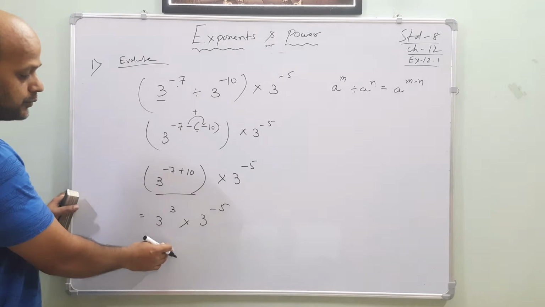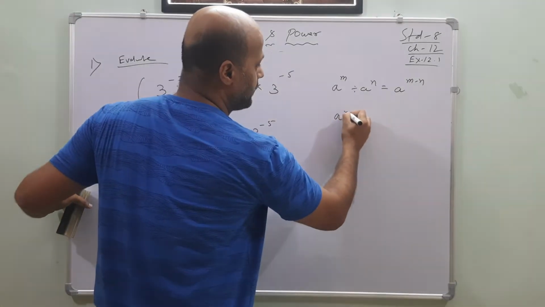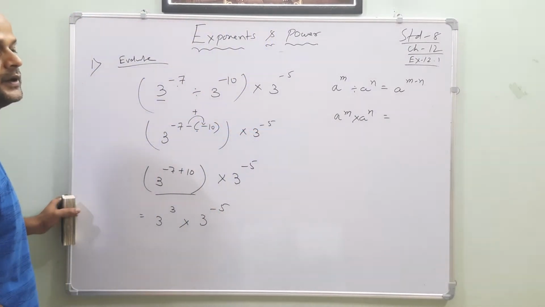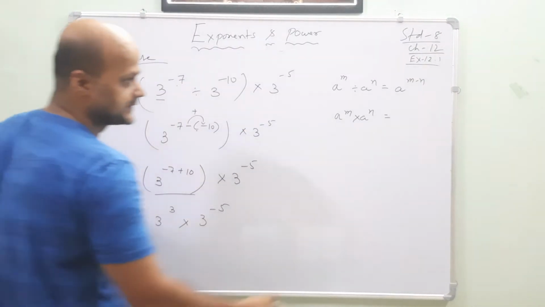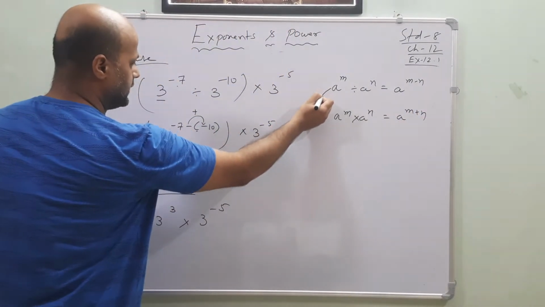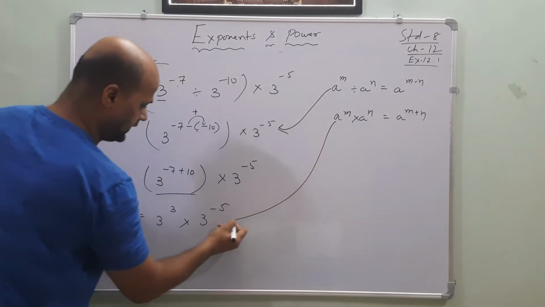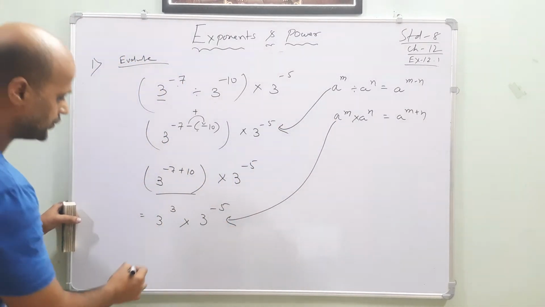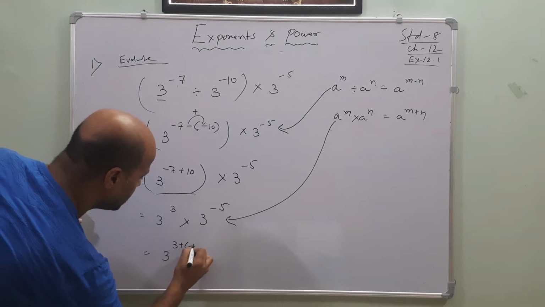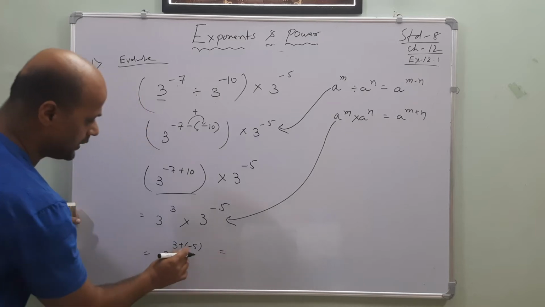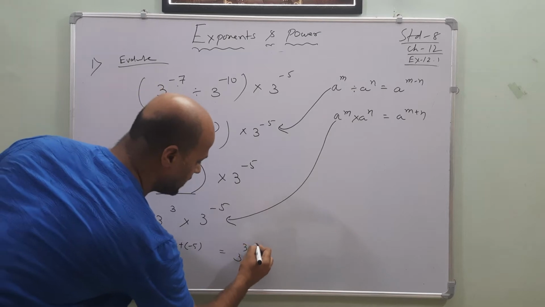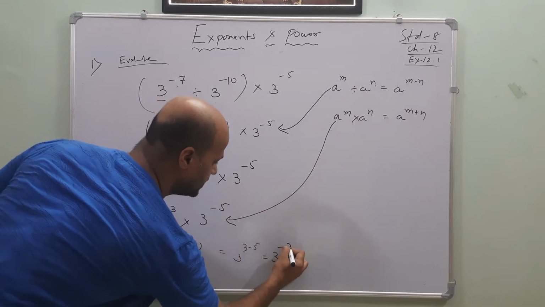Now again another formula has come. What is that? A power of m into a power of n. What will it be, my dear friends? Yes, a power of m plus n. This one will be written here and this one here, so you have to write it. 3 to the power of 3 plus minus 5. Again it is one plus and one minus. So plus into minus, minus 5, is equal to 3 power of minus 2.